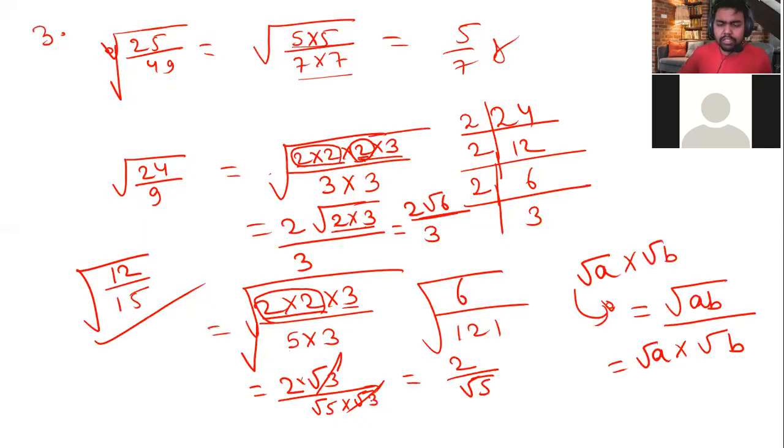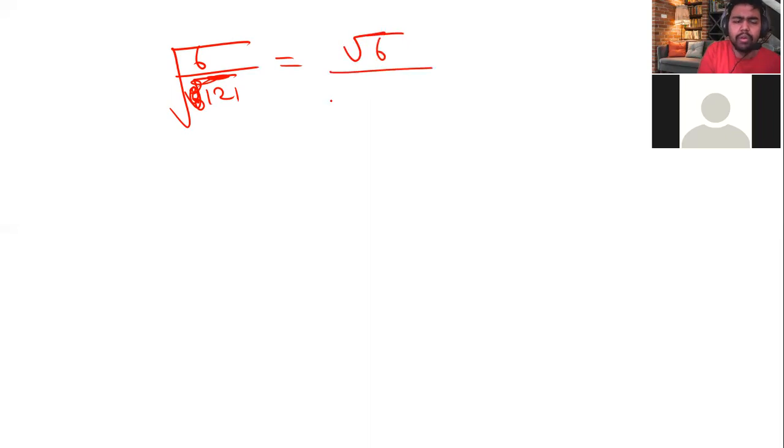Now the next one we have to understand. One more question is here. We have 6 and we have 121 like this, meaning the whole thing is in the root, right? So it is root of 6 by 121. Here I cannot do anything with 6. 6 would be just root 6, because if we break it also, there is no pair. But how can 121 be written?